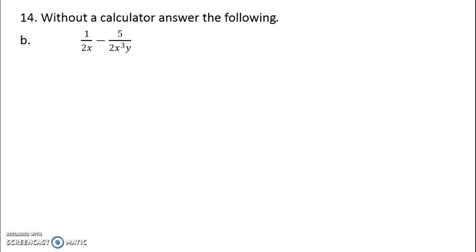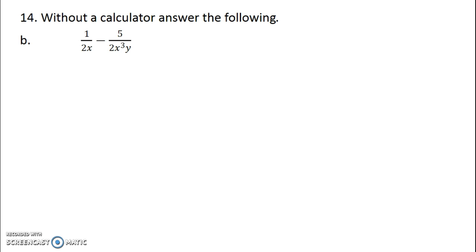For part B, you still need a common denominator when you're subtracting. They both have the number 2, so conveniently we don't need to change that. They both have x's, but one of them is an x to the first, one of them is an x to the third. Anytime you're searching for that common denominator, you need to take essentially the biggest one, the one with the largest exponent. So we're going to make them both have an x to the third.